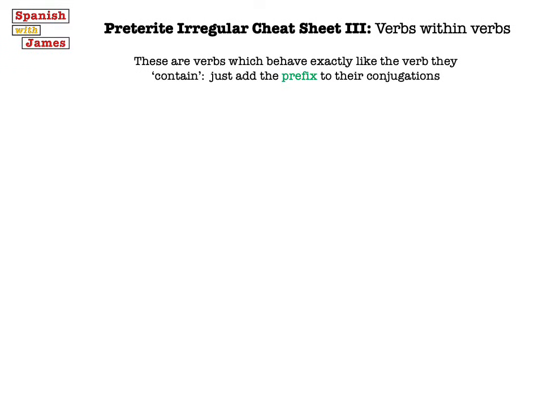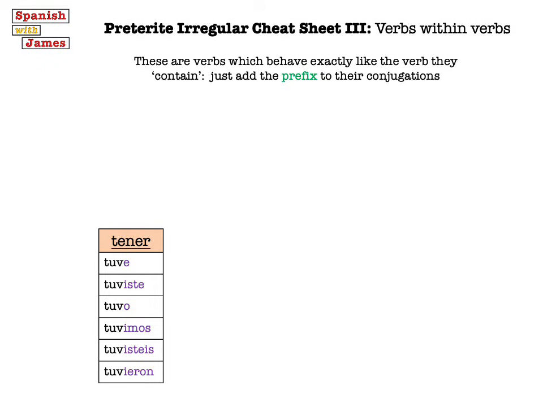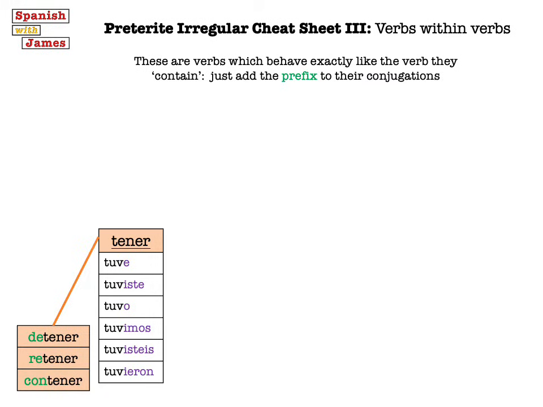So I'll give you our first example. If you know the verb tener, and we've looked at this one, so hopefully it makes a bit more sense to you now. If you know these conjugations, there are 3 other verbs that you also know the conjugations for in the preterite tense. Detener, retener, y contener. So these are the verbs to detain, to retain, and to contain. So notice that even in English, they all sound the same, detain, retain, contain, which just shows you the Latin roots of English and some of the similarities that it shares with Spanish.